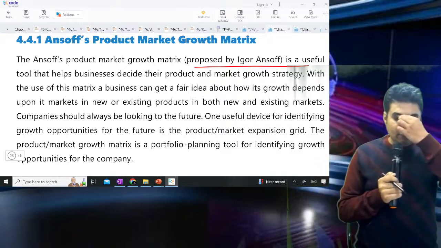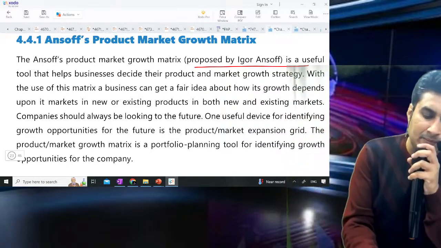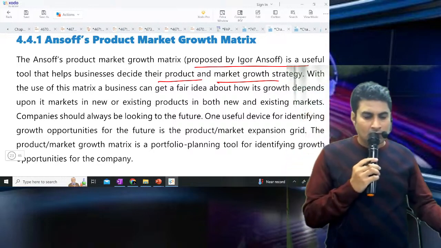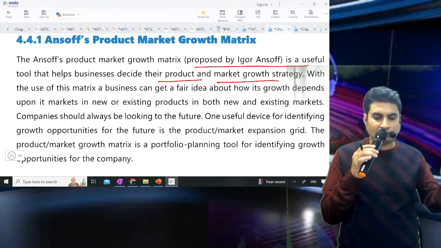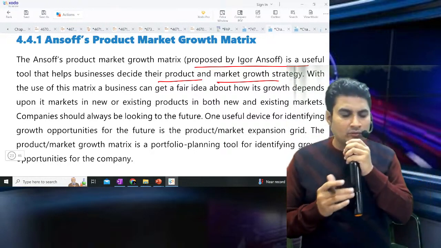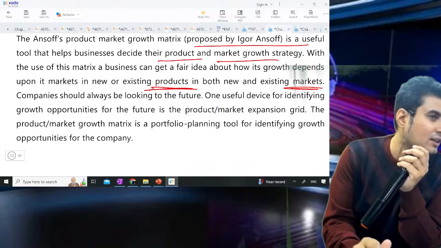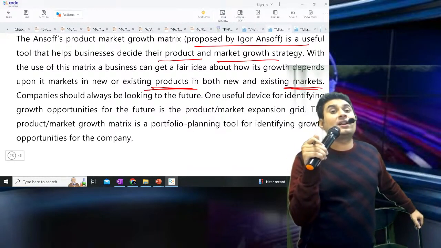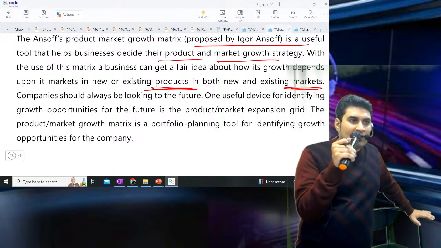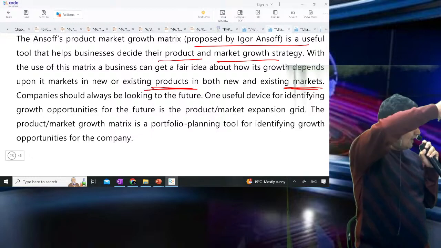Is a useful tool that helps businesses decide their product and market growth strategy. Underline: we have to grow in two ways, either by product or by market. With the use of this matrix, a business can get a fair idea about how its growth depends upon its markets in new or existing products in both new and existing markets. Underline again two words. Either you can grow with products, or you can grow with markets. You have to bring a highlighter ideally. Otherwise the book is very big. On the last day you will be confused what to read and what not to read. You have to read only the things which are highlighted. Everything you cannot read. If you don't highlight anything today, on the last day you will keep on asking friends what should I do. Friends know only the highlighted parts I have to read.